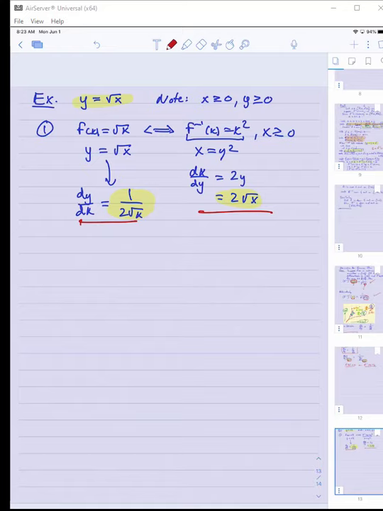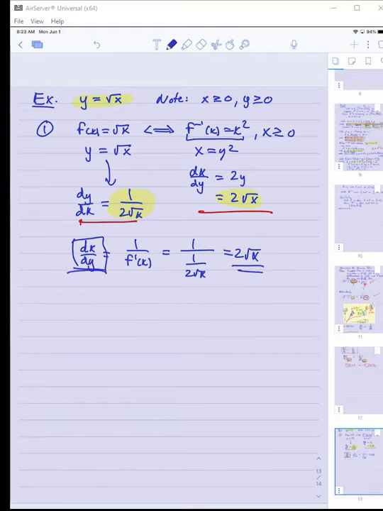Now, if I had just used this directly without computing both of these derivatives separately, I could have just said dx/dy is simply 1 over f prime of x, and in this case that would be 1 over 1 over 2 square root of x, which would be 2 square root of x, and that confirms that the derivative of my inverse function will be 2 square root of x. And that's really the other way of thinking about it.